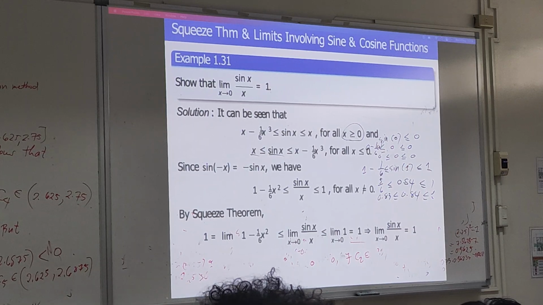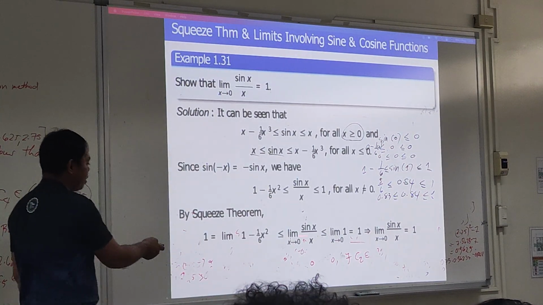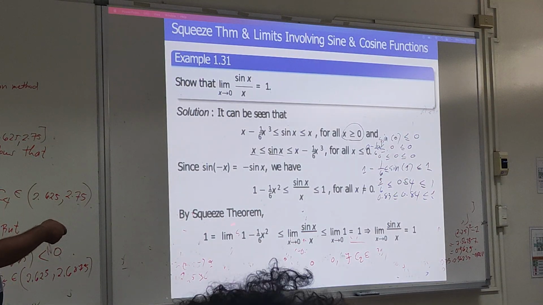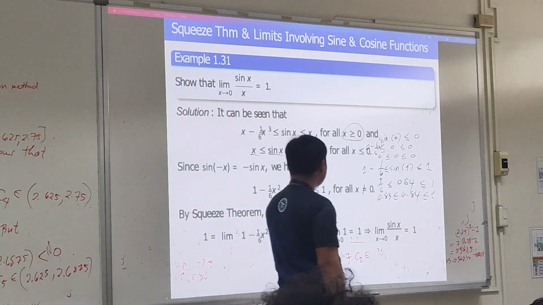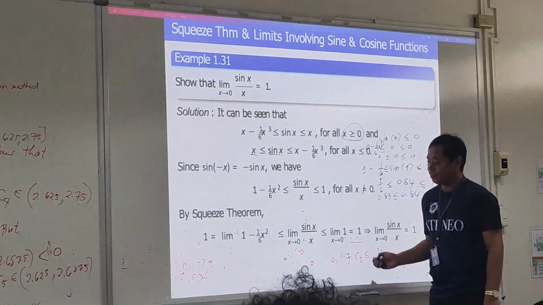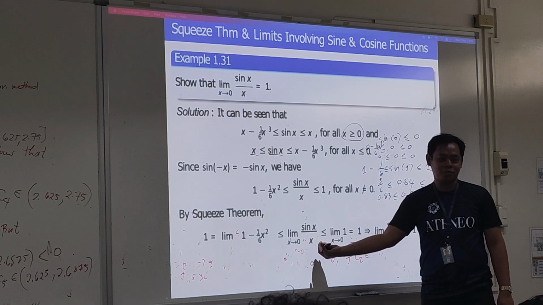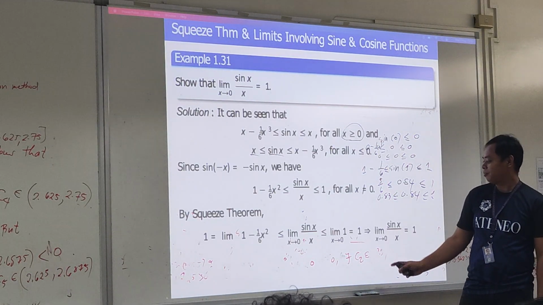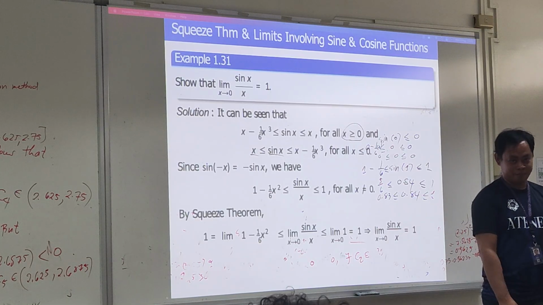If you take the limit of your left-hand side, that is just the limit of 1 minus 1 over 6x squared as x approaches 0. So that is just 1. And how about this one? The limit of the constant is 1. So the limit of your middle function will be 1. It's equal to 1 by the Squeeze theorem.